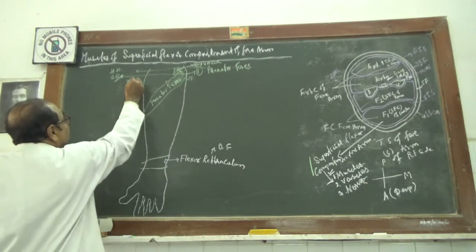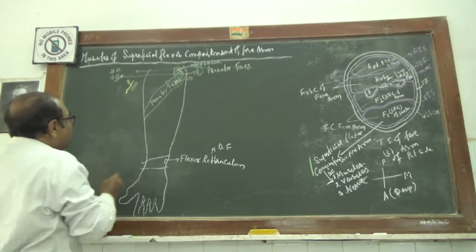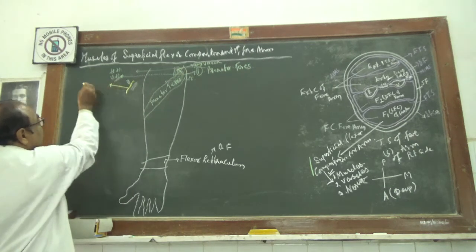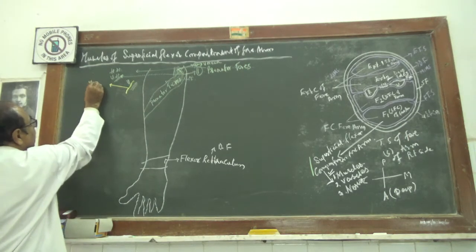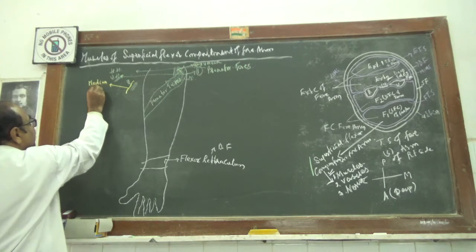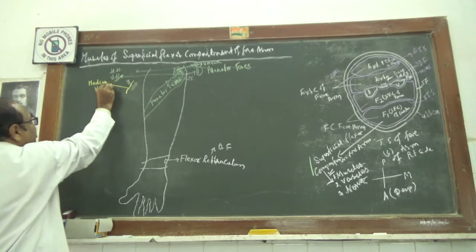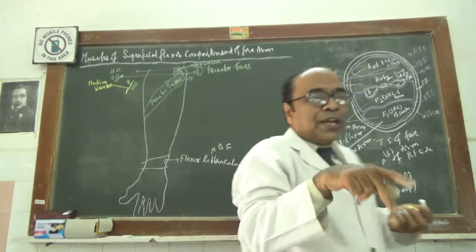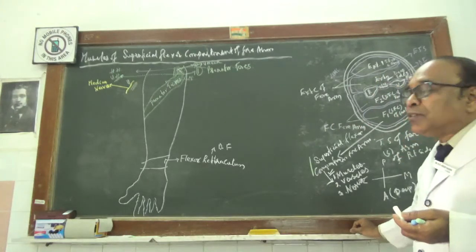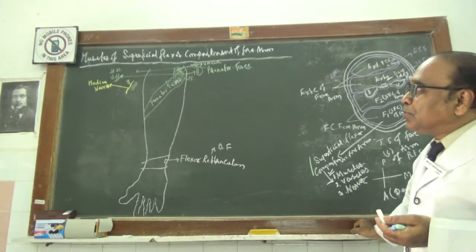In between those two heads, one nerve will get passed through. Now that is said to be the median nerve. In between these two heads, the median nerve runs.